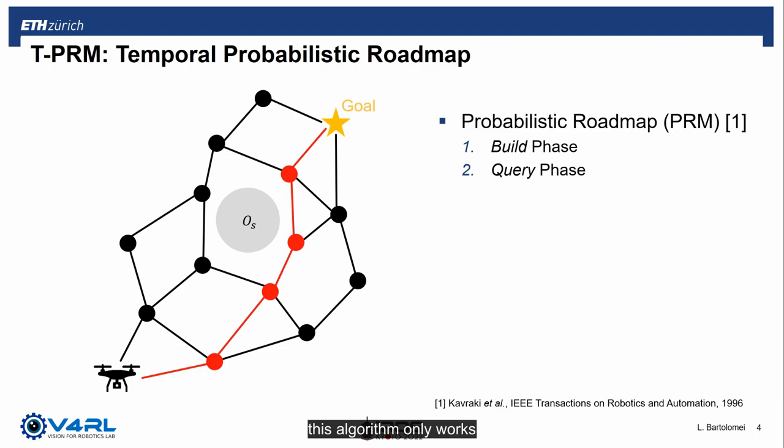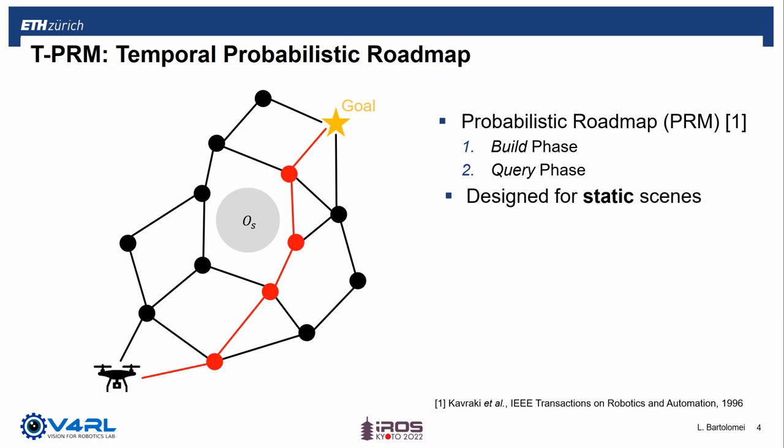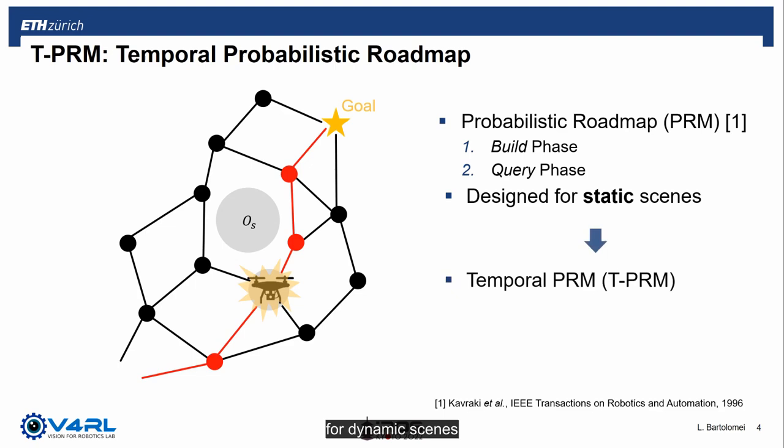However, this algorithm only works in static scenes, and it is not able to consider moving obstacles. If we add a moving sphere to the scene, PRM will lead to collision. This is the starting point of the proposed T-PRM algorithm, which is specifically designed for dynamic scenes in the case of known obstacle trajectories and autonomous robots.